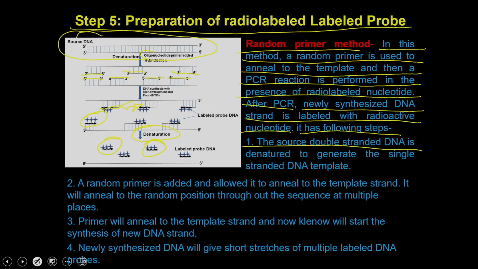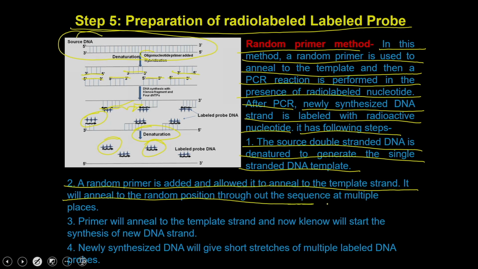So, the source double stranded DNA is denatured to generate the single stranded DNA template. Then a random primer is added and allowed to anneal to the template strand. It will anneal to random positions in the sequence at multiple places. Then the primer will anneal to the template strand, and now Klenow will start the synthesis of the new DNA strands.